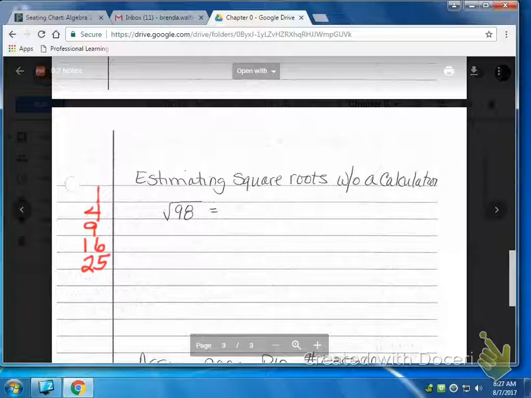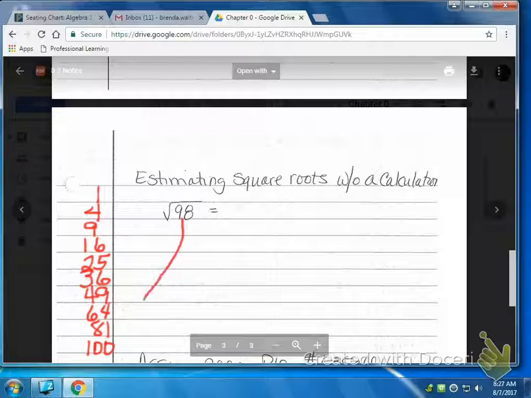What's the next number on the list? 36. And the next number? 49. Next? 64. Next? 81. Next? 100. I think we've gone far enough. We want the square root of 98 estimated.